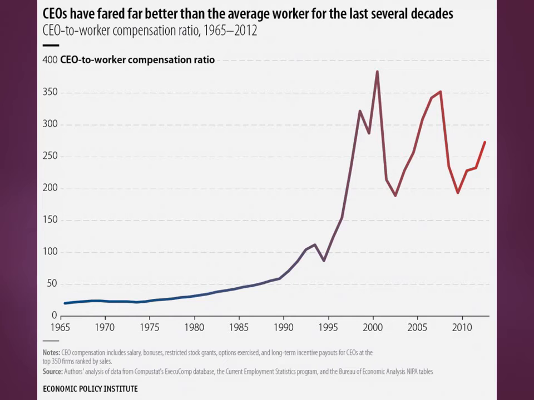But then look what happens after that. Again, with the era of Reagan, it skyrockets, and it goes up to between 250 and 300 times or more. The rate now, I believe, is something like 340. Not percent, but 340 times what the average worker is making. That's an enormous difference. And that contributes to the gap between rich and poor.